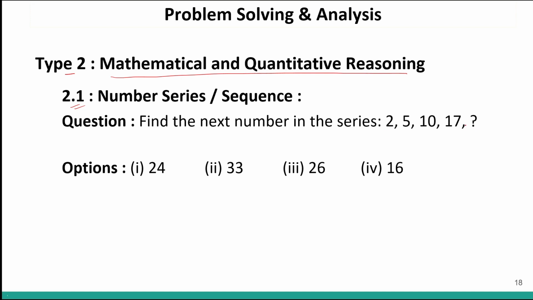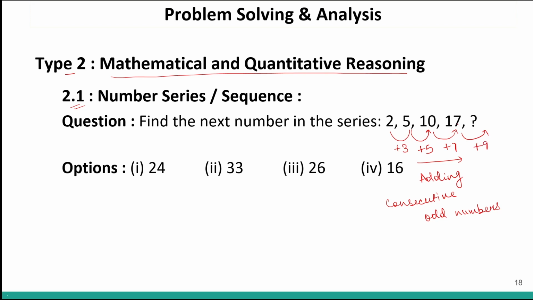Now, we have to look at the pattern that is being followed. So over here, I can say there is a plus 3. Now 5 to 10, if I move, I can see there is a plus 5. Similarly, 10 to 17 is a plus 7. So clearly what I am doing is adding consecutive odd numbers. This is the pattern, correct? So after plus 3, plus 5, plus 7, the next will be plus 9. And if I add 9 to 17, I'll get 26. So my answer will be option number 3, 26. Very easy. This is how you solve number series and sequence.